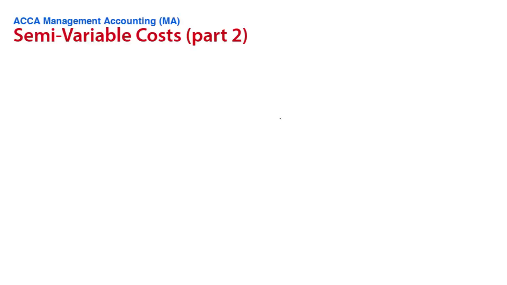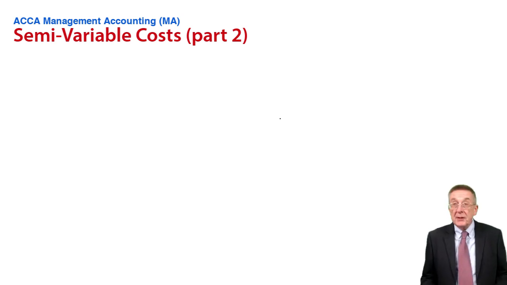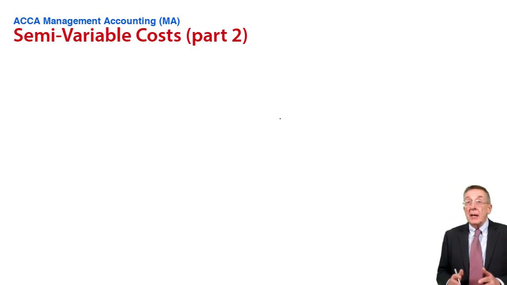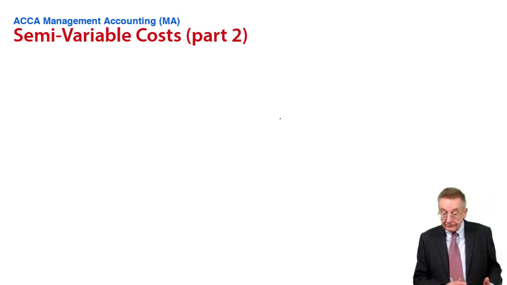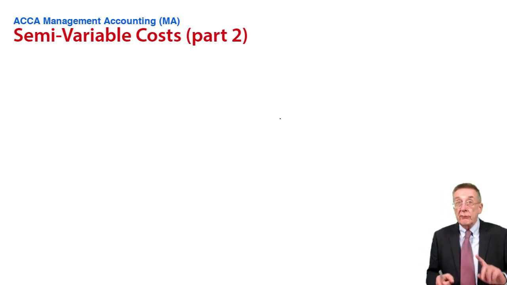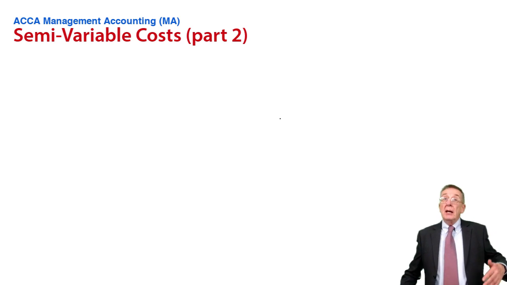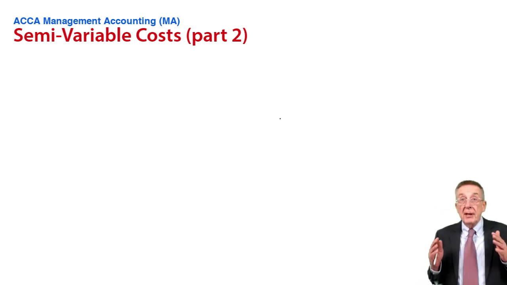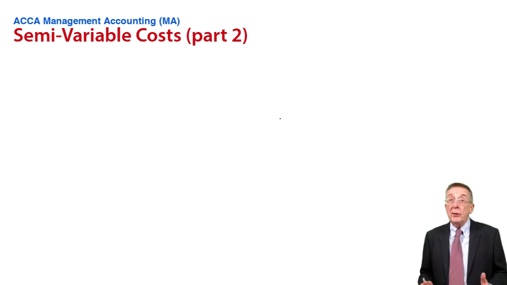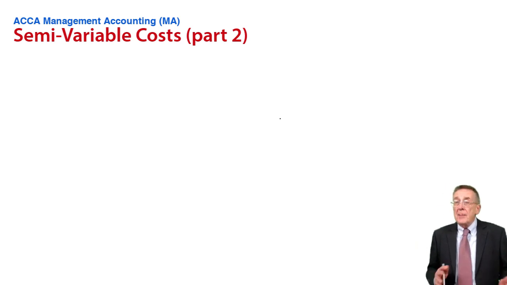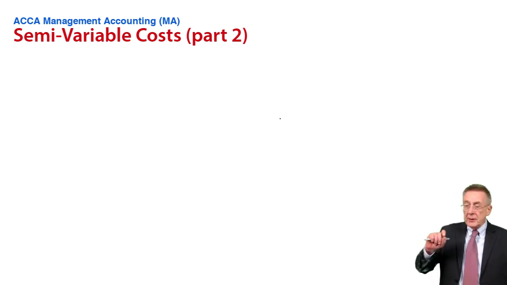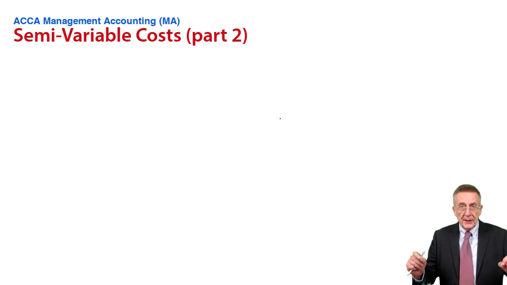Okay, this is the second lecture on chapter 19 dealing with semi-variable costs. Now, in the previous lecture, I revised the high-low approach, which, without repeating it all, I said was very quick, straightforward, but a bit dangerous, very approximate, because we'd only looked at the highest and the lowest.